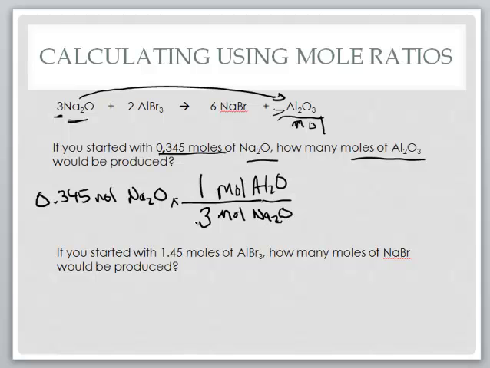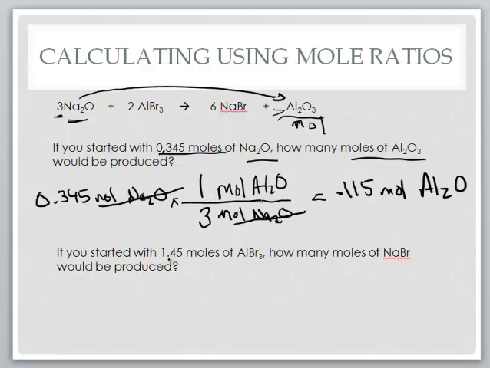We get those numbers in the conversion from the numbers in the chemical reaction. So this way moles of sodium oxide cancel. The unit left over is moles of aluminum oxide. So if we take 0.345 divided by 3, we get 0.115 moles of aluminum oxide. So that would be our answer.